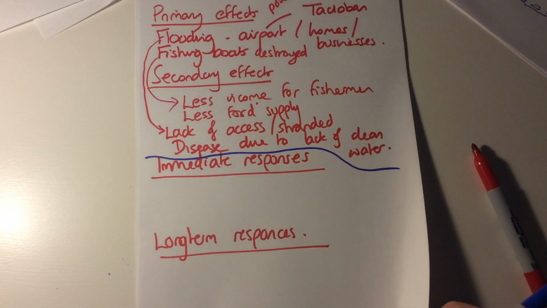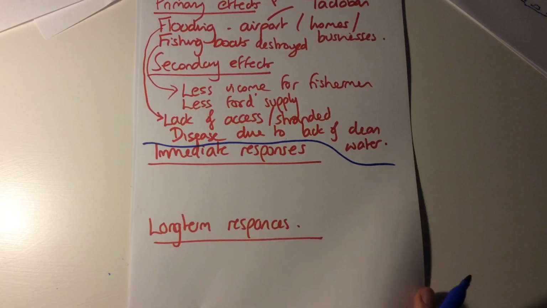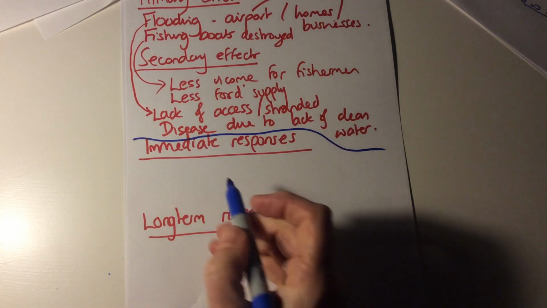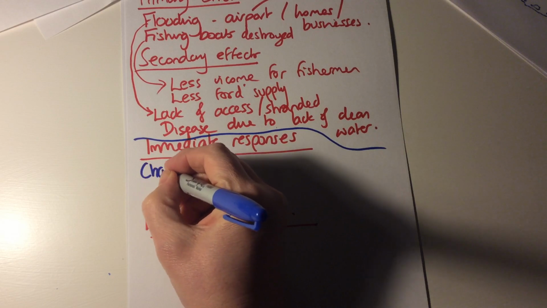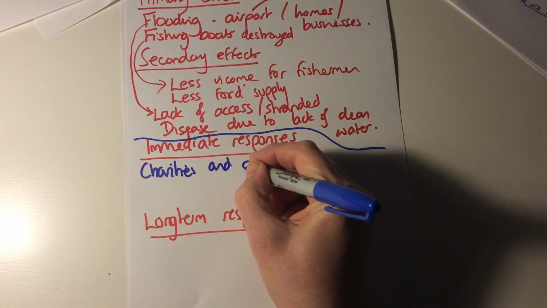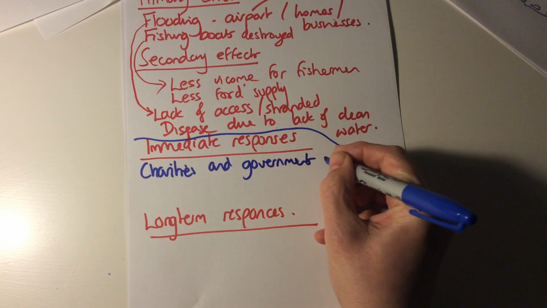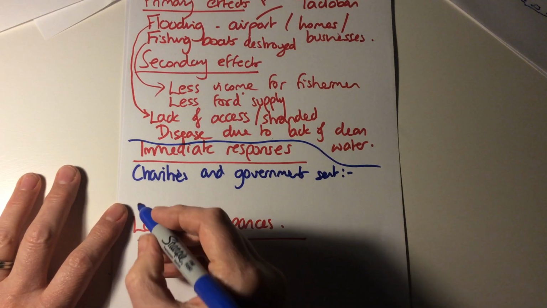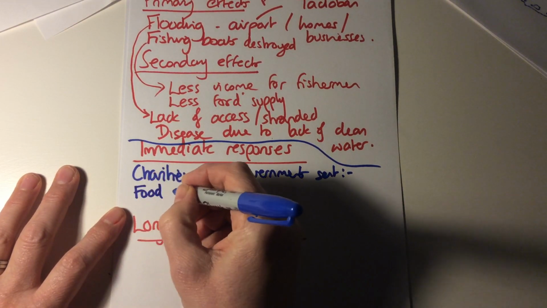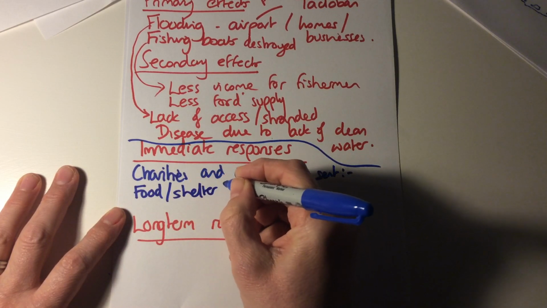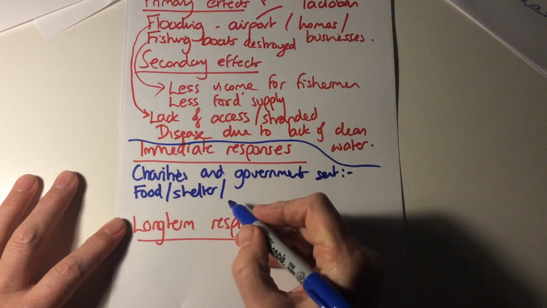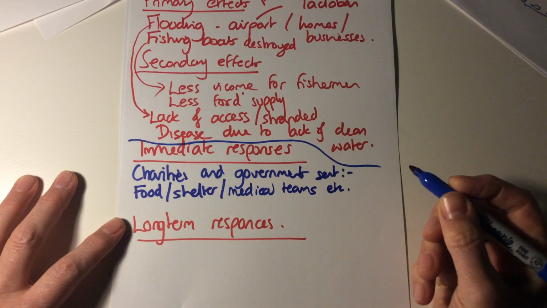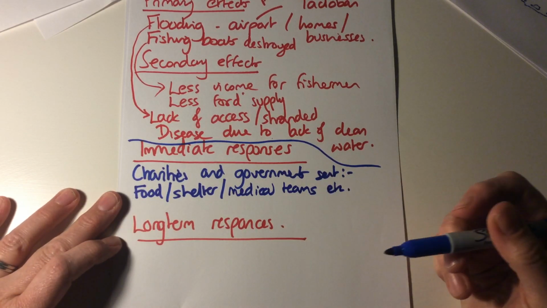If we come down to the responses, this means what did people do? If you respond to something, you react to it. What were some of those immediate responses? Well, charities and governments sent. So what kinds of things would they be sending in this situation? Okay, so absolutely they'd be sending food, shelter, so tents, emergency shelter and equipment, medical teams, etc. So the key thing then is you're keeping people alive. That's an immediate response.